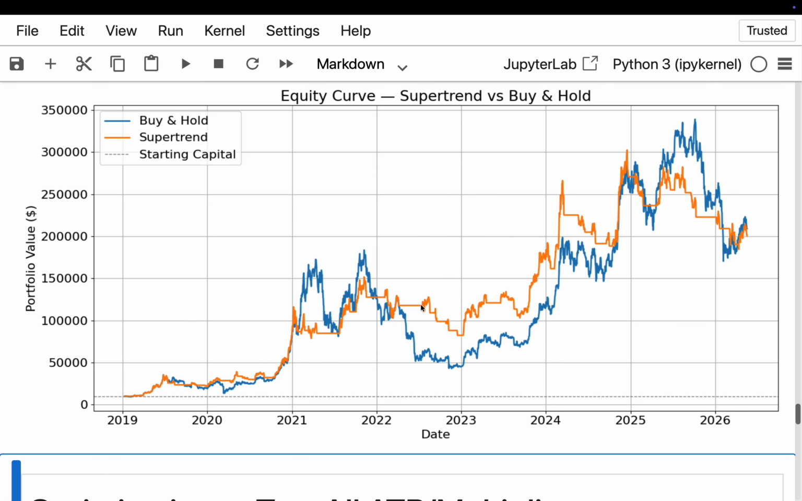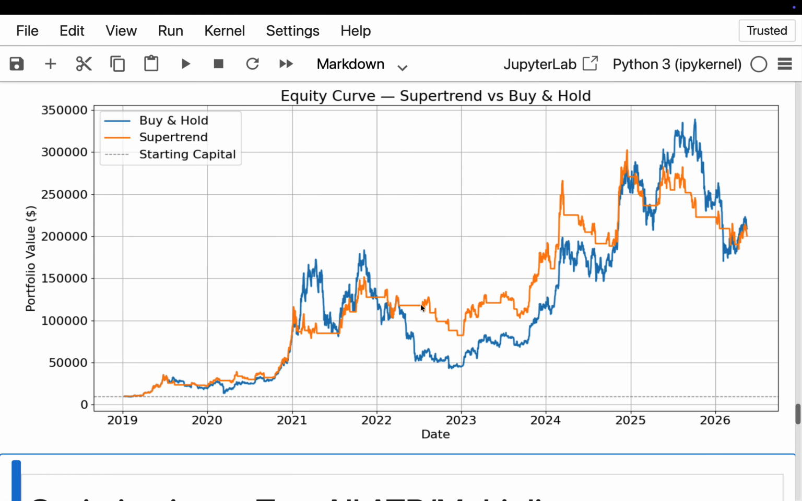Now, before anyone gets too excited, let me be the person who ruins the party. First problem, this is one asset, one time period. Bitcoin went from $3,000 to over $100,000 in 6 years. In that environment, almost any trend following system looks good. You're essentially testing a buy signal on one of the greatest bull markets in financial history. Run this on a sideways market, and the Supertrend will generate signal after signal and slowly bleed your capital with small losses. That's what trend following systems do when there's no trend.